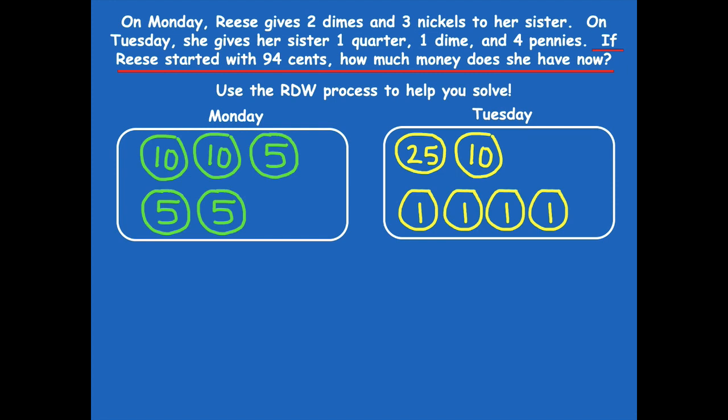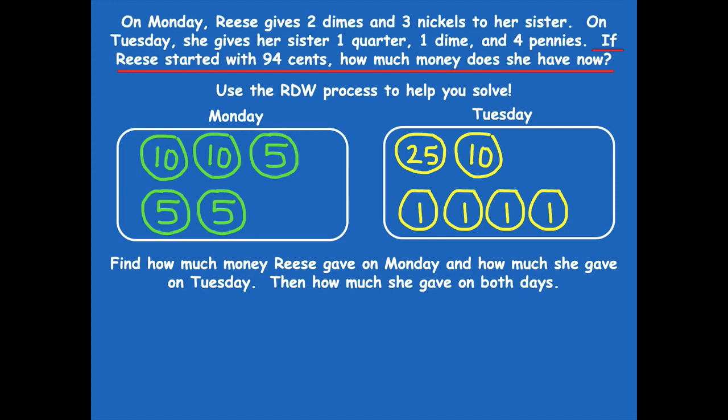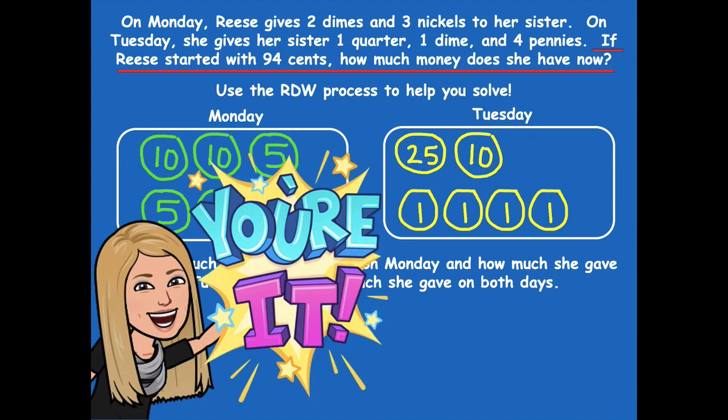Now, did we solve the problem by just having this part of our picture? Nope, not yet. What do we need to do to solve the next part? Yeah, we need to find out how much money Reese gave on Monday and how much she gave on Tuesday. And then we need to find out how much she gave on both days. Okay, so that's the next part. So pause the video if you haven't done that part already. Make sure to do this next step and then click play when you're ready to go over it together. If you've already done this step, just keep on listening.